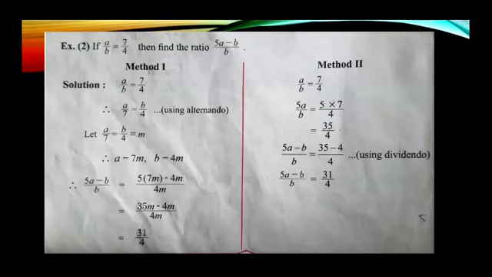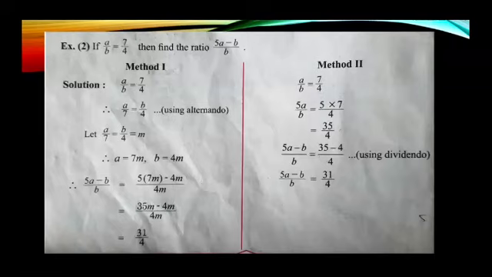Second question. If A upon B is equal to 7 upon 4, then find the ratio 5A minus B upon B. Let's see method 1. A upon B is equal to 7 upon 4. Let us use alternando. So, A upon 7 is equal to B upon 4. Let A upon 7 is equal to B upon 4 is equal to M. Therefore, A is equal to 7M, B is equal to 4M.